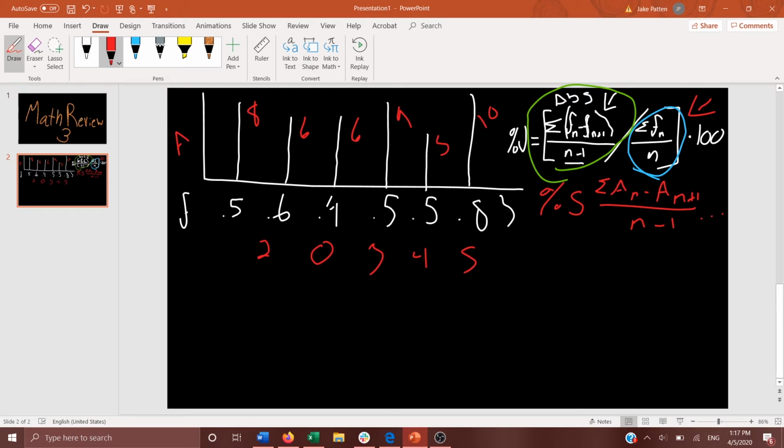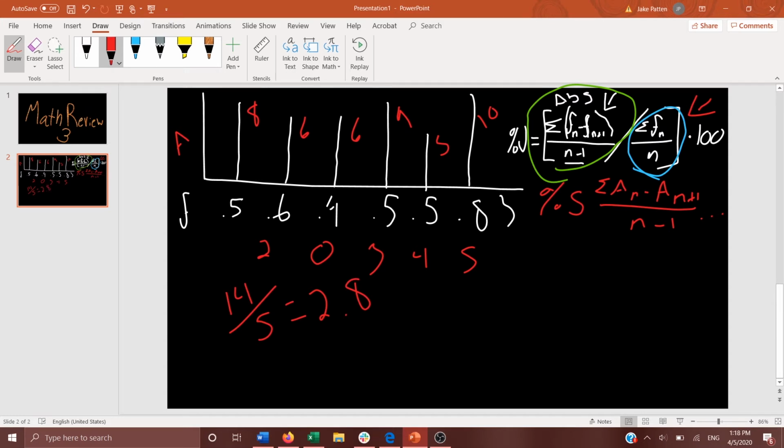Okay, and again, we started with 6 amplitudes, sorry, not frequencies. And so when we subtract those, we end up with 5 difference values. And that, again, is why we have n minus 1. So we're going to sum these. 2 plus 3 is 5, plus 5 is 10, plus 4 is 14. So we're going to have 14 over n minus 1, 5. 14 over 5 is 2.8.